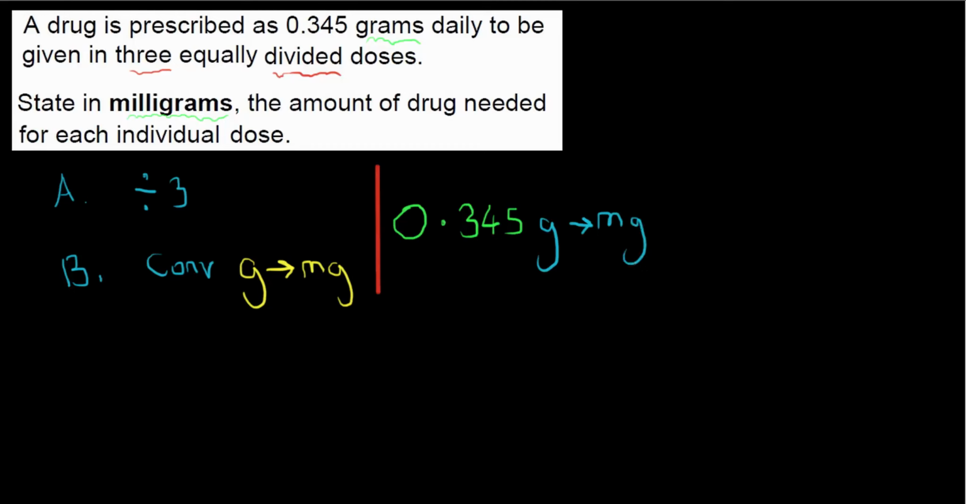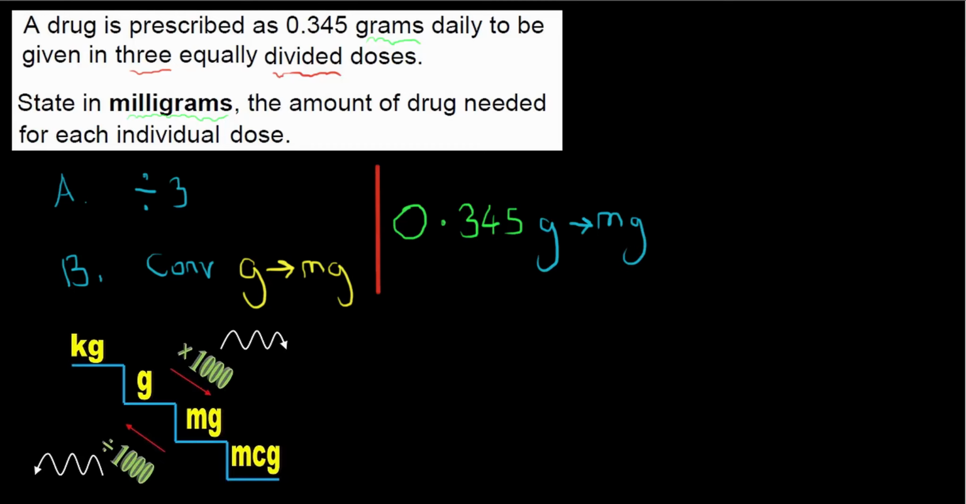Well, let's remind ourselves how to convert. I like to use this visualization with the staircase, and grams to milligrams, well, I'm going downstairs, so I need to move that decimal 3 places to the right, because that's the same as multiplying by 1000. So 1, 2, 3 places to the right. I hope you can see that that number therefore becomes 345 milligrams. So 345 milligrams is given to that patient over the course of a day. And so our final step, what I was calling step A, has to be divide that number by 3.